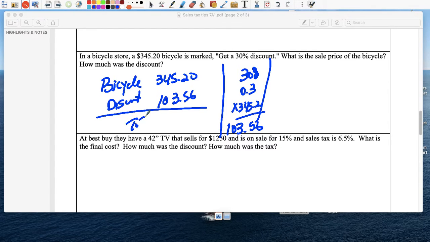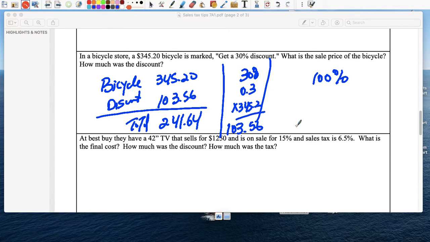So my total before taxes: 345.2 minus 103.56 gives me $241.64.